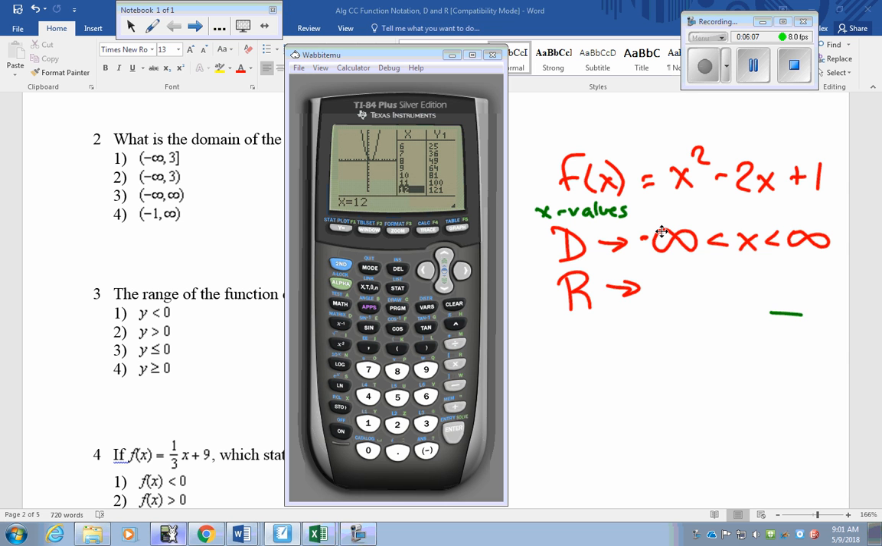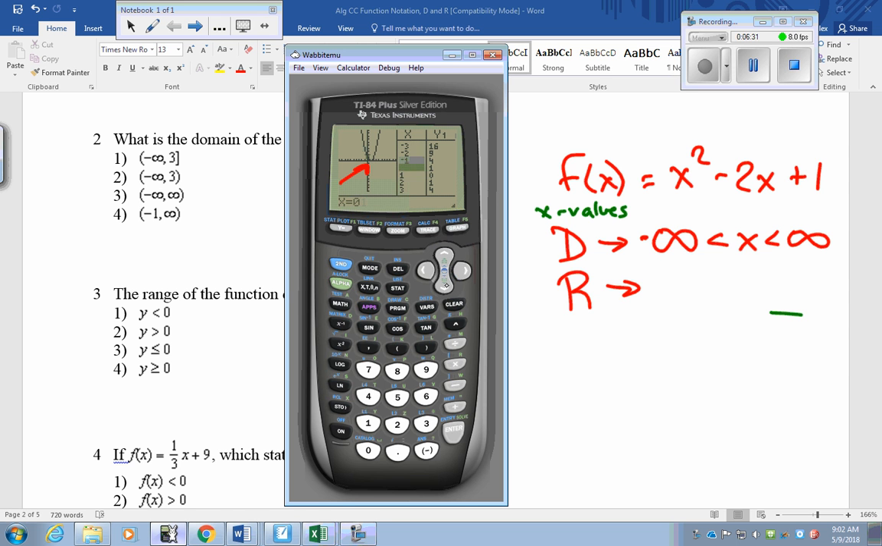Now with the range, there's a restriction, because this graph has a turning point right here. So what I want to do is find that turning point. In this case, it's the point (1, 0). So that means that every number around 0 happens to be above that number.